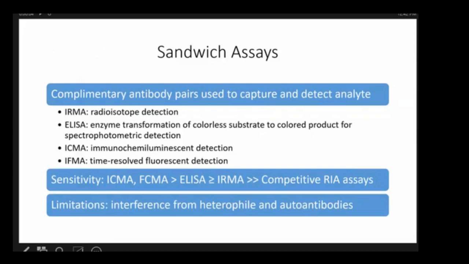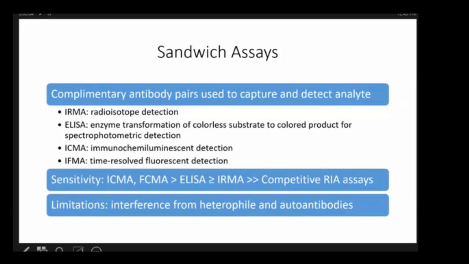Limitations to these tests are going to be interference from other substances, whether it's heterophile antibodies or autoantibodies in the patient's blood. So you do have to interpret these with caution. I also want to briefly talk about the hook effect. We think about this typically when we're measuring prolactin, but we can also see it with TSH as well.